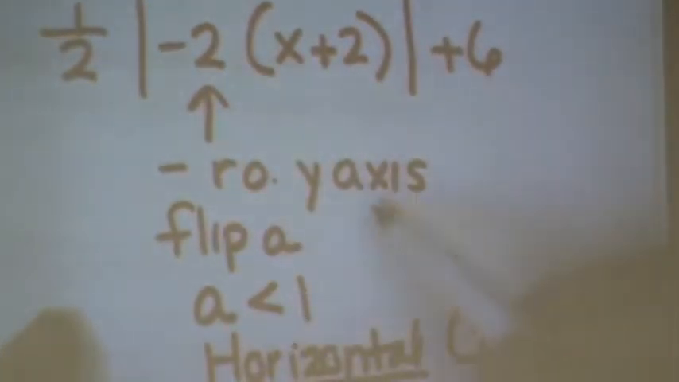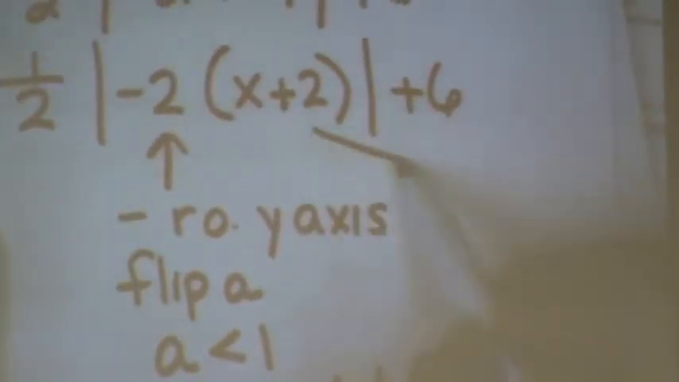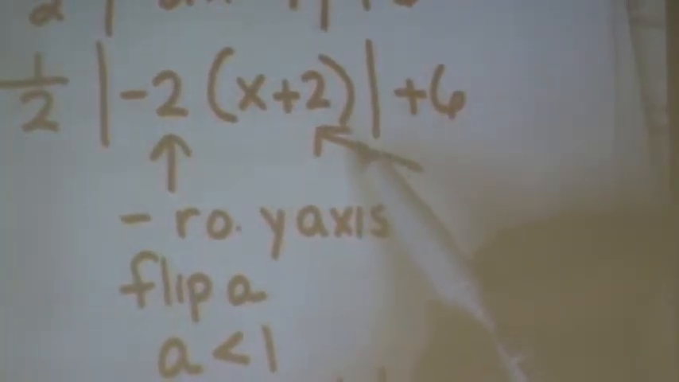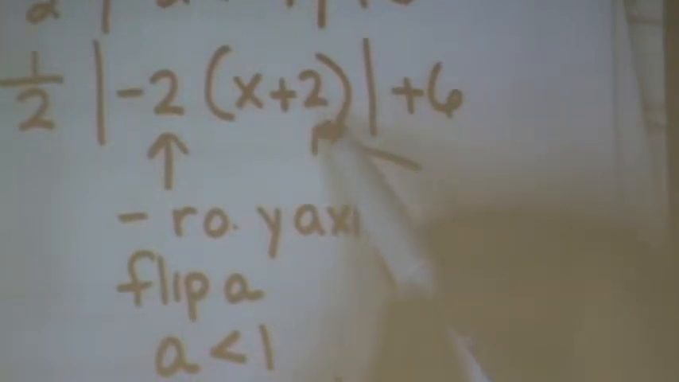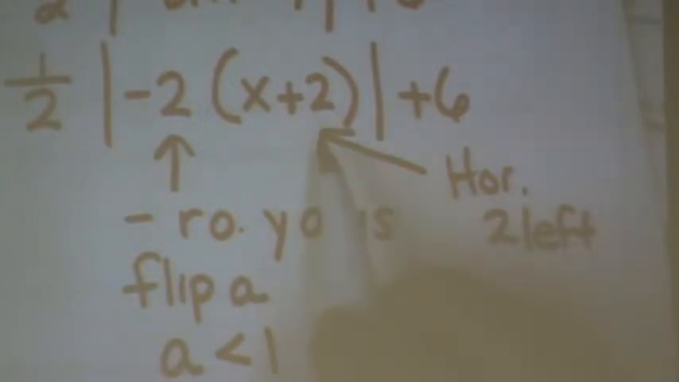Horizontal stretch or compression. Now, how do you do a horizontal stretch or compression? What you do is you flip this number, so you get 1 over 2. You will multiply your x values by negative 1/2. All of your x values get multiplied by negative 1/2. Next is B. Here's your B value. You're going to move this horizontally opposite of whatever that number is. So you would shift this horizontally 2 units left. This is a horizontal shift, 2 units left. It's the opposite of what it is.